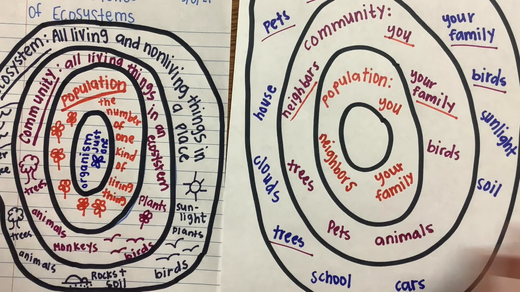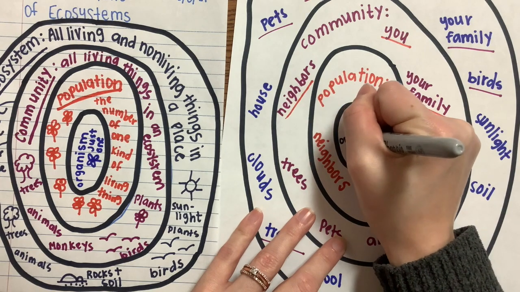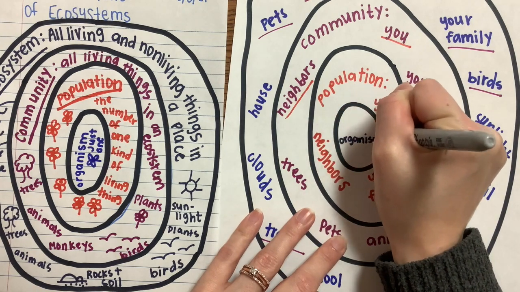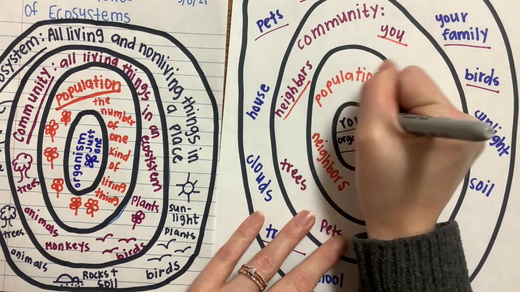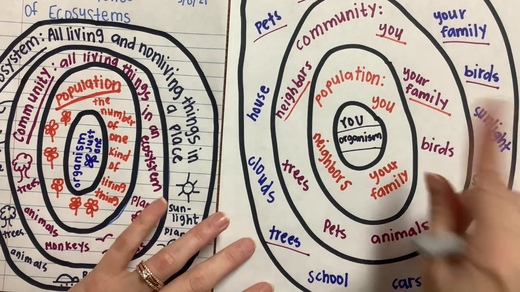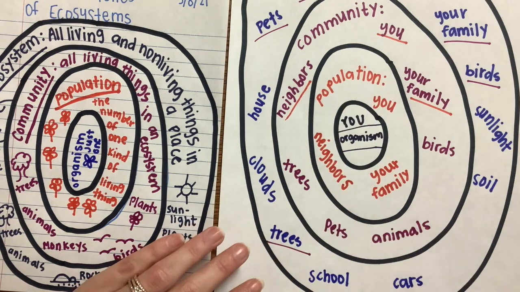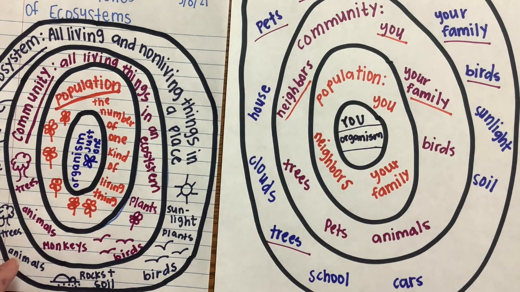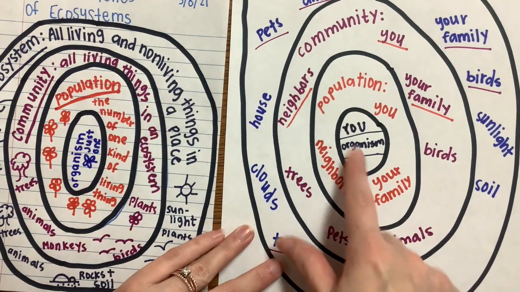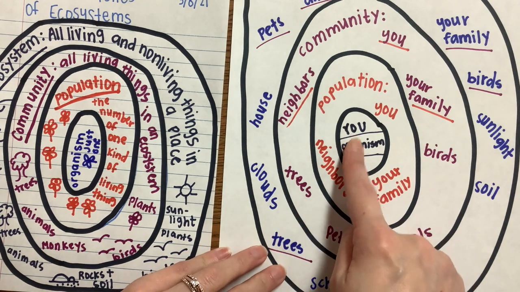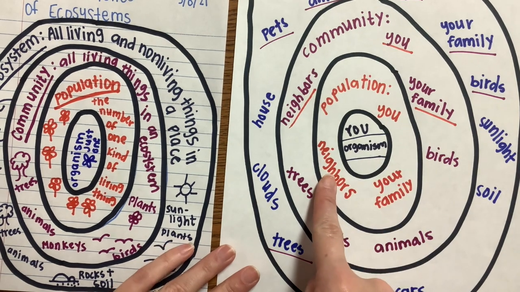And now, the last one is organism. The organism in this situation is you. Because you are one type of human, just one. An organism is one thing. So now we're going to go backwards. We're going to go outside. So the organism is you. The population, you're a human. So we have to think about all the humans. You, your family, neighbors, your friends, your teachers.